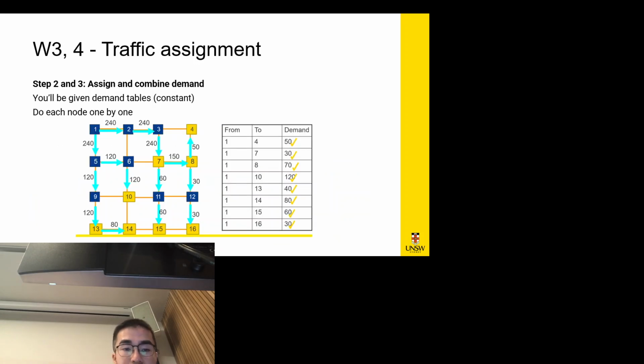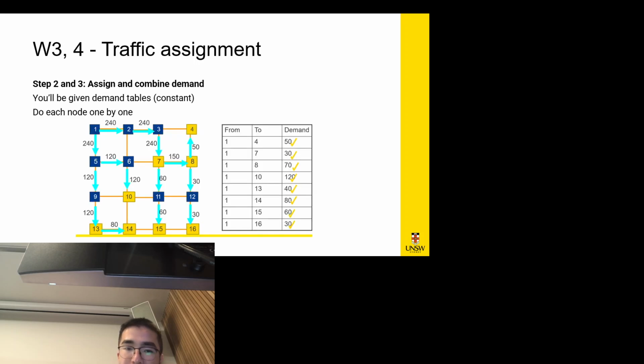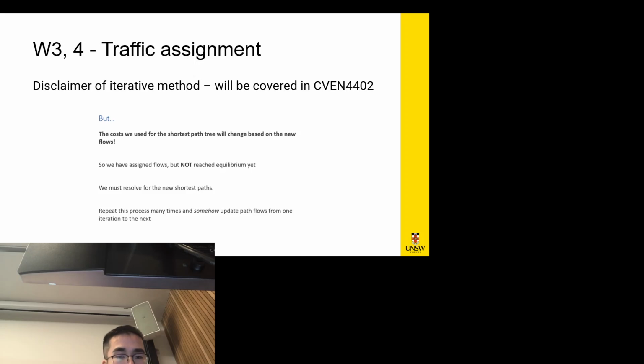And then from here, you assign and combine the demand. Usually in this case, to simplify it, you'll be given demand tables, which are constant. There are also limitations to the iterative model, but they'll be discussed in a later course. At the moment, we're just going to simplify it such that demand for each path is fixed.